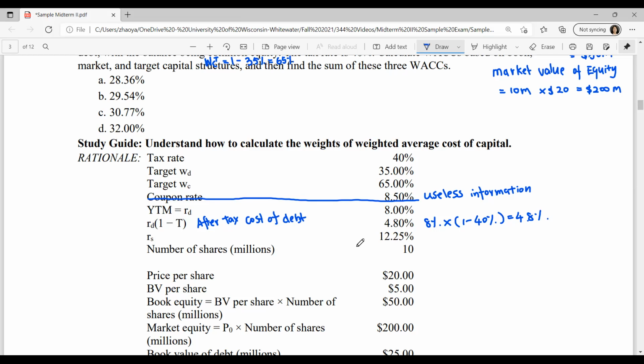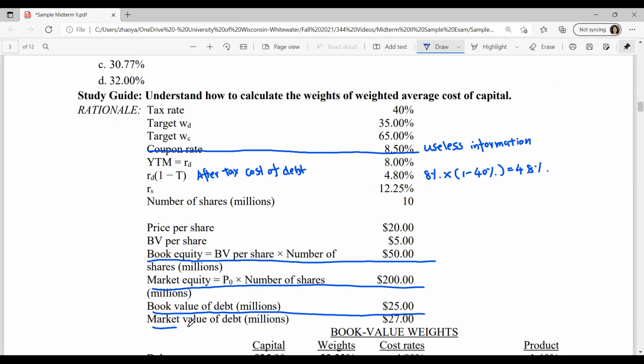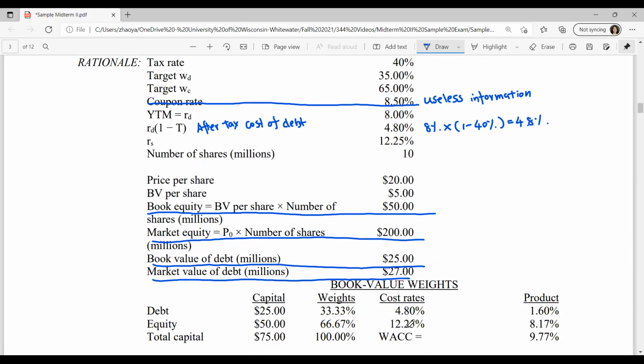Number of shares is used to calculate the book value of equity and the market value of equity. As we calculated before, book value of equity is 50 million, and the market value of equity is 200 million. Book value of debt is 25 million, market value of debt is 27 million. Then we can find out weighted average cost of capital using different capital structures.